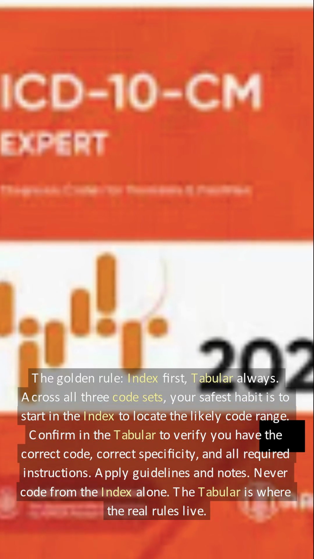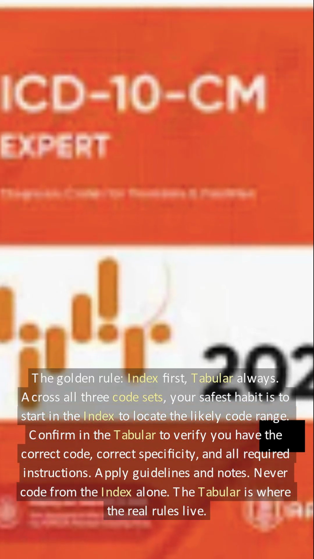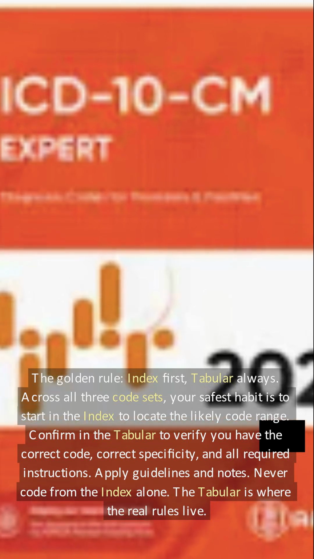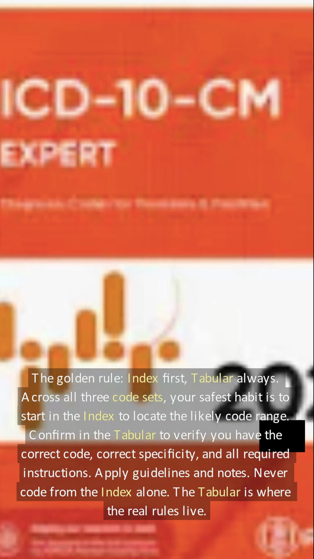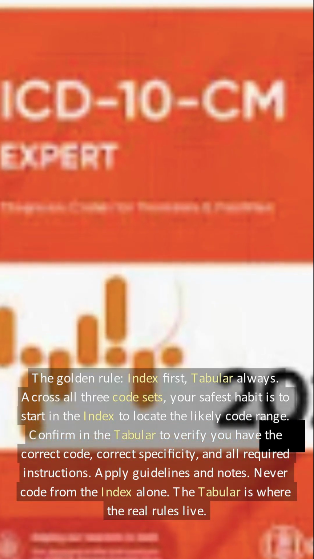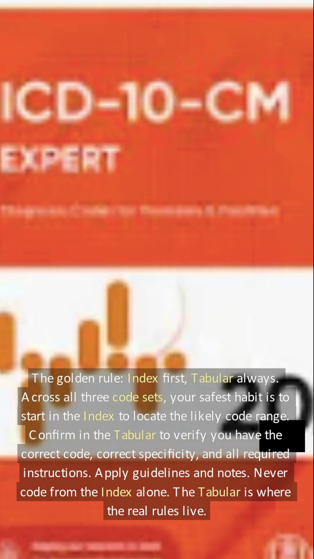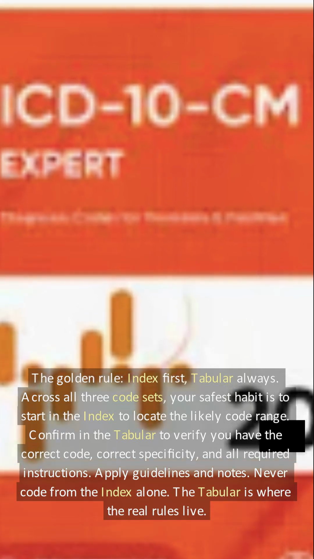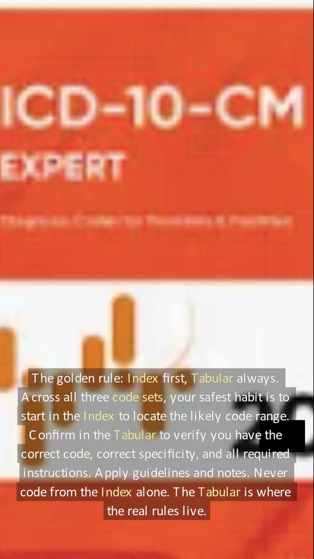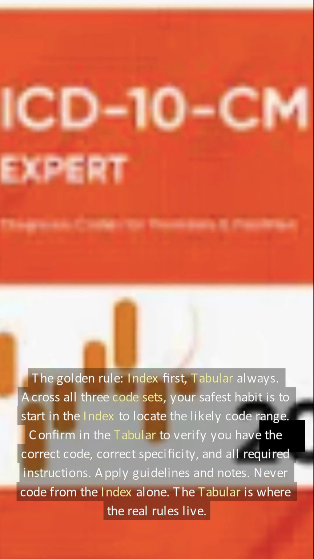Across all three code sets, your safest habit is to start in the index to locate the likely code range. Confirm in the tabular to verify you have the correct code, correct specificity, and all required instructions. Apply guidelines and notes. Never code from the index alone. The tabular is where the real rules live.